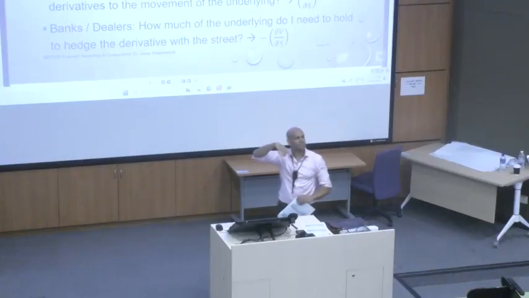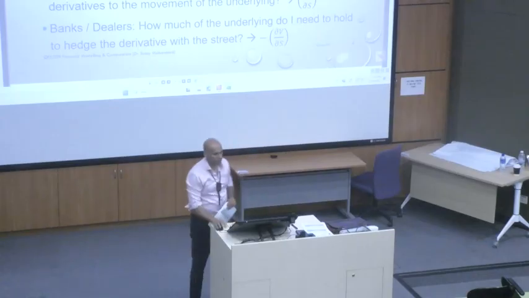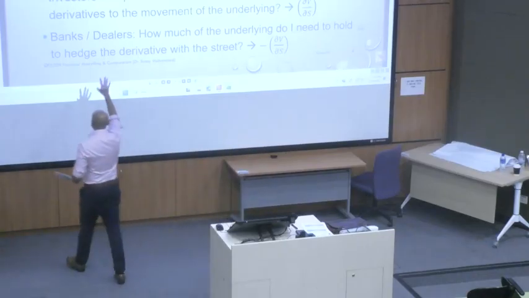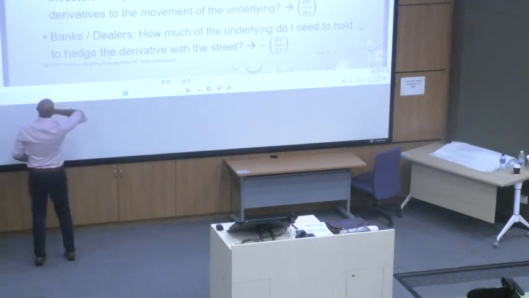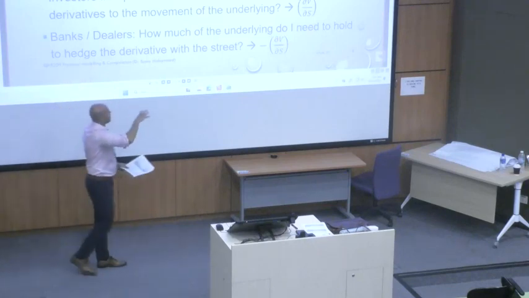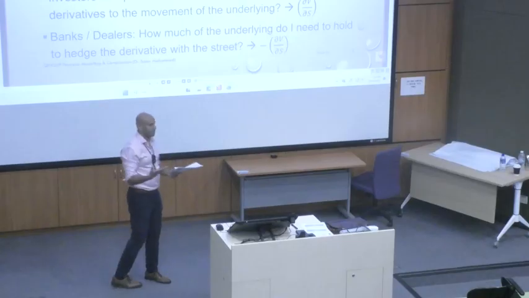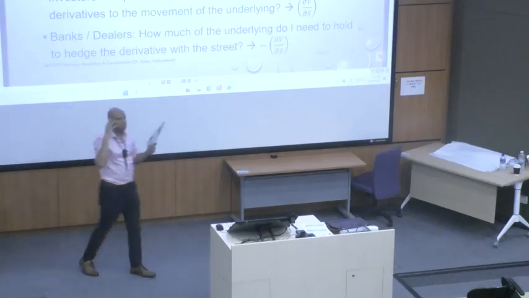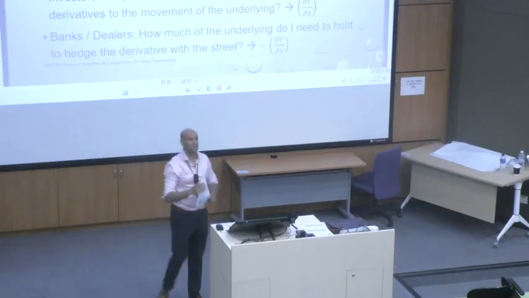Okay, that's the maths. What does it actually mean? Why do we care about delta? And there are these two kinds of players in the market: the investors, think about hedge funds, the buy side, and the banks, the sell side. They both deal with derivatives, but their philosophy with delta is very, very different.